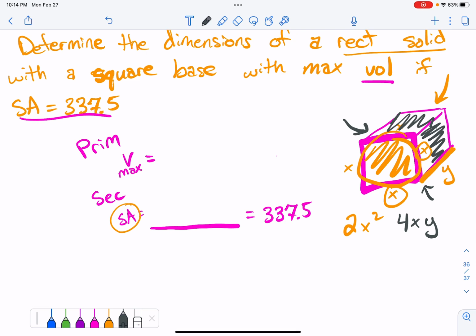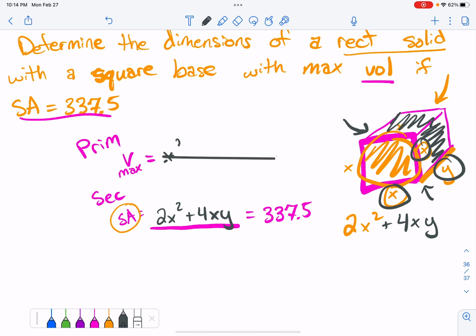So I have 4 of those, and those are my surfaces added together. So I have 2x squared plus 4xy, and that is equal to 337.5. That is what I know, okay? When I go to find the volume of this figure, it is just length times width times height. So x squared y is going to be my volume equation, all right? Okay, so just think that through, go through all the surfaces. There's 6 surfaces, and then volume is length times width times height, okay?